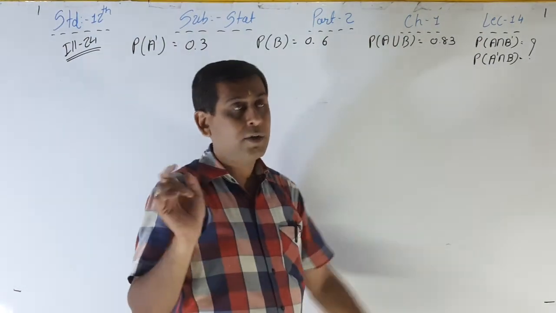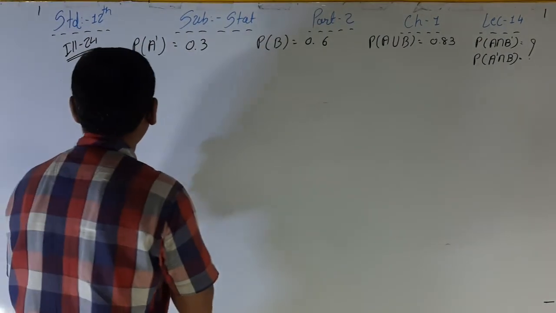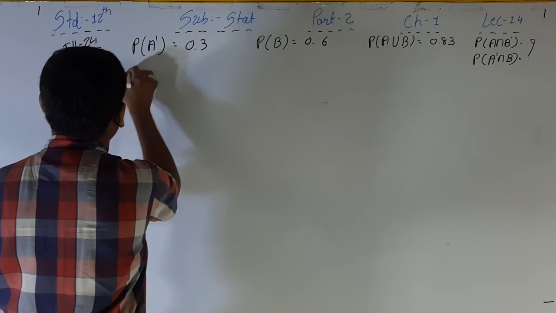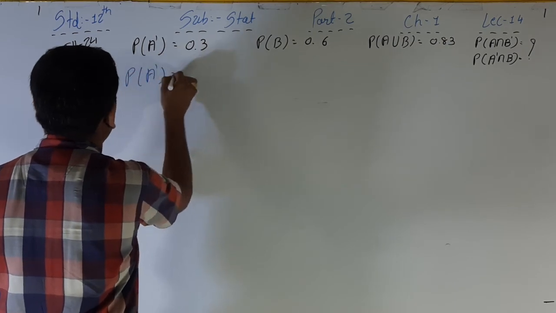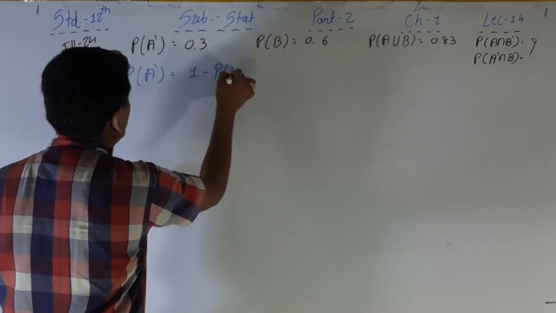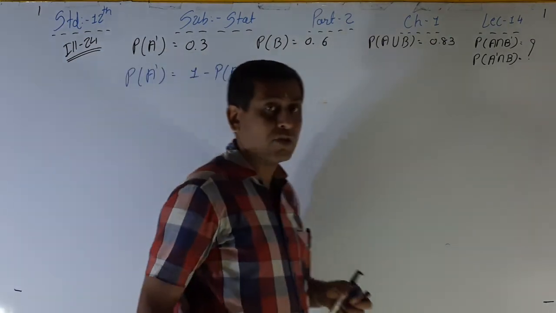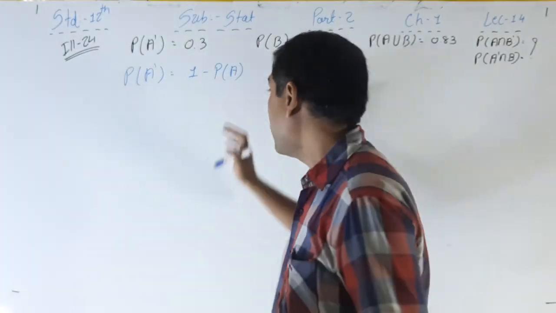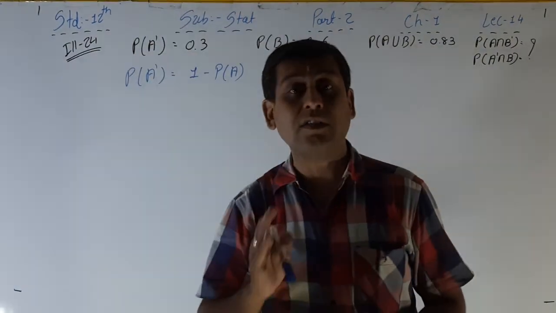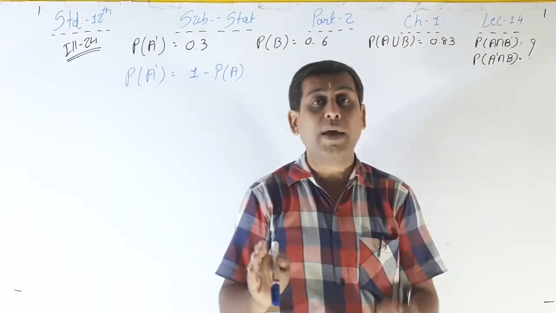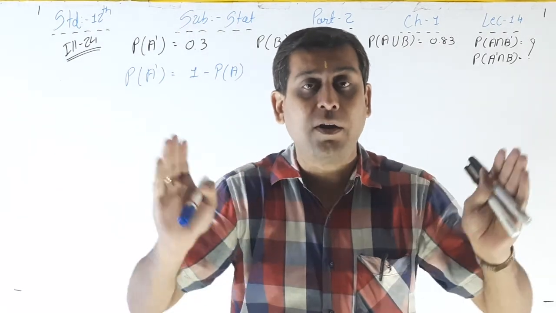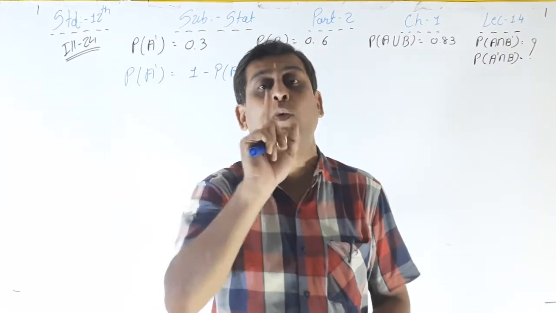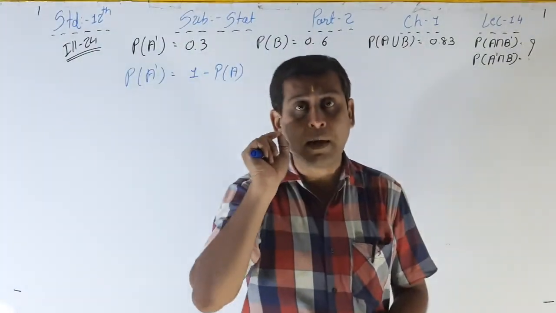Please concentrate here. P of A dash is equal to 1 minus P of A. This is the formula, because the total probability is always 1, and A dash means the complementary event. The main event and the complementary event together total 1, that is U, the sample space.